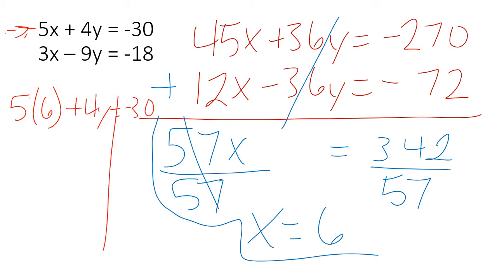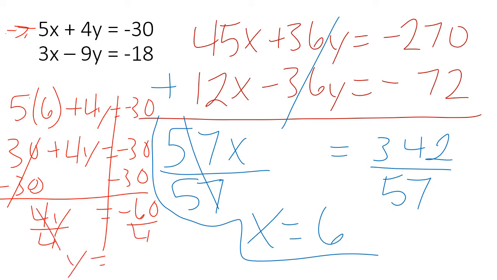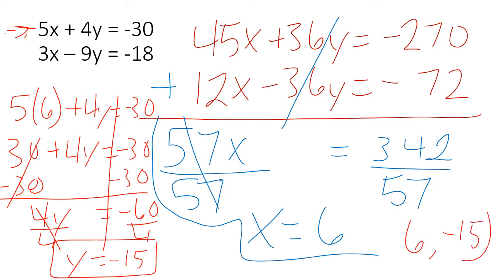Sorry for the stylus, it's kind of hard to write. 30 plus 4y is equal to negative 30. Subtract 30 here, subtract 30 here. I have 4y is equal to negative 60, and then dividing both sides by 4, y is going to be negative 15. So my answers are going to be 6 and negative 15.